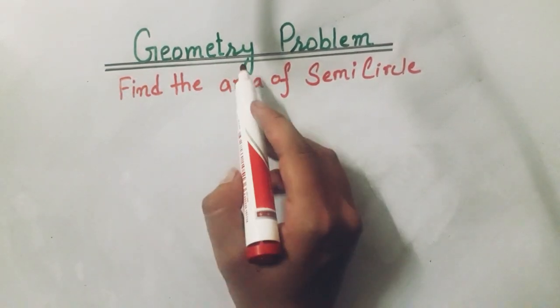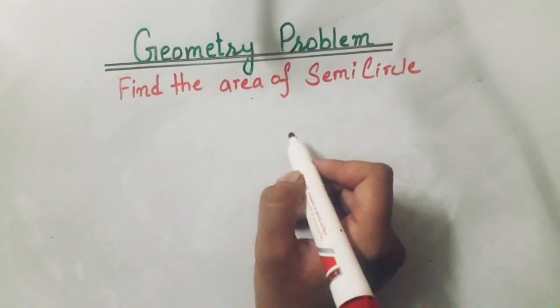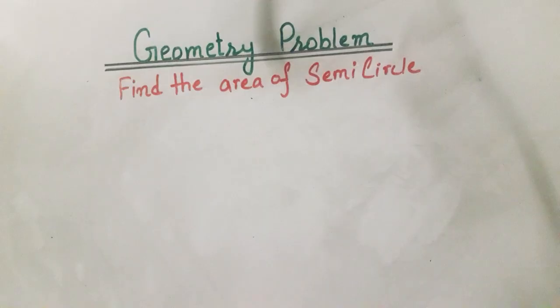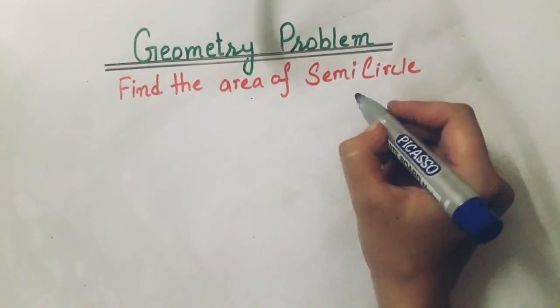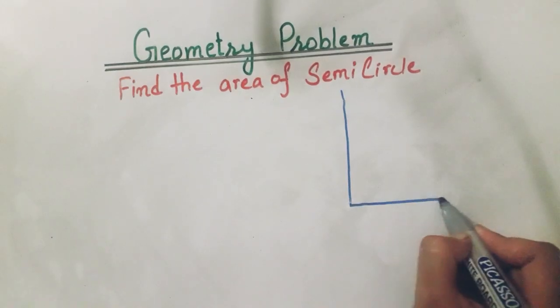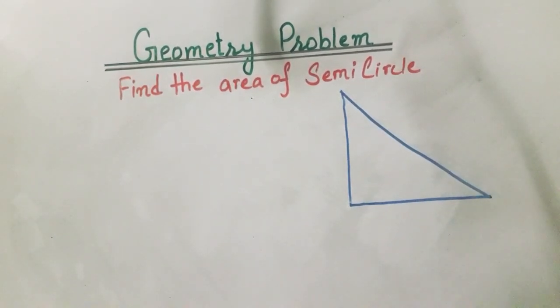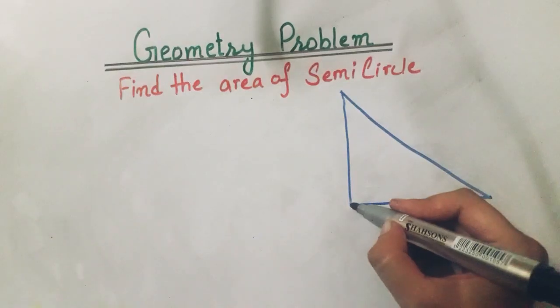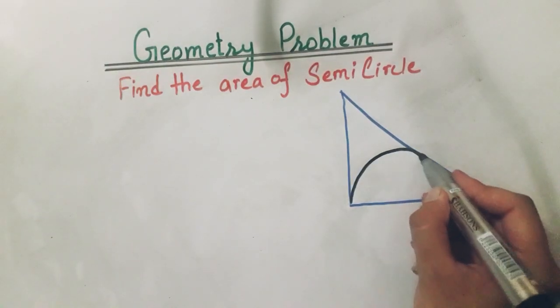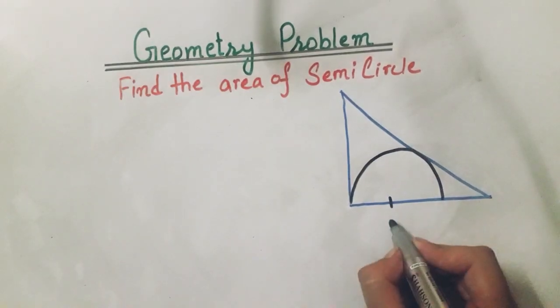Today we will solve an interesting geometry problem, that is, find the area of a semicircle. First of all, we will draw the diagram. This is a right angle triangle, and this right angle triangle has a semicircle, like this. This is a semicircle and this is the center of this circle.